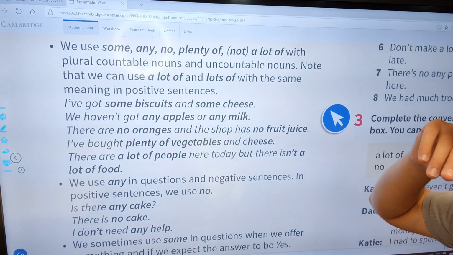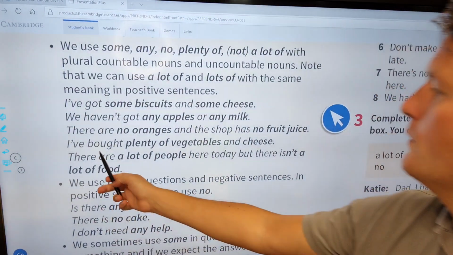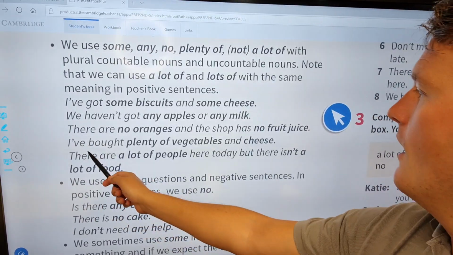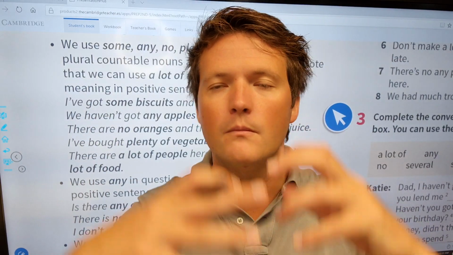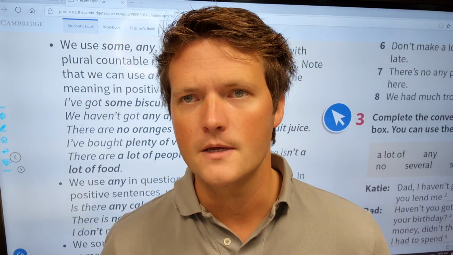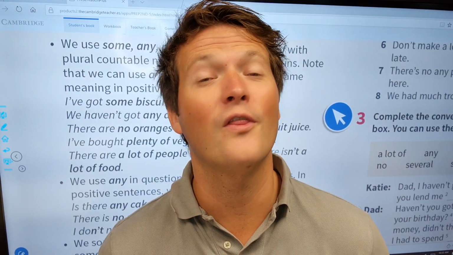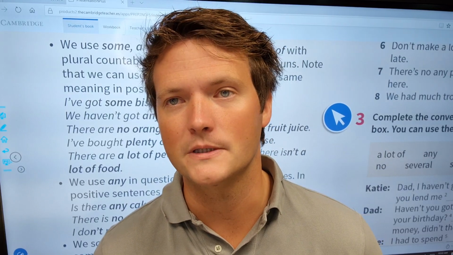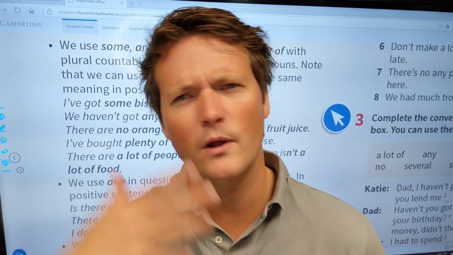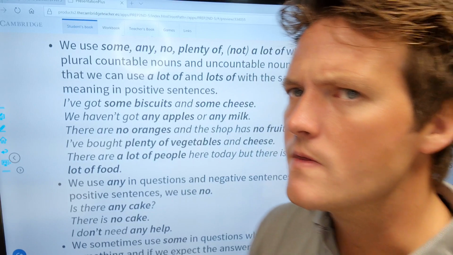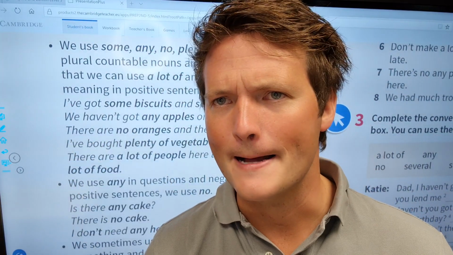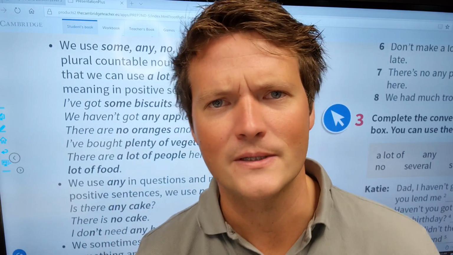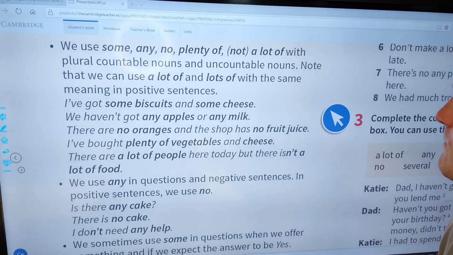Let's carry on. I've bought, can we see this? Yes. I've bought plenty of vegetables and cheese. Plenty of? More than enough, yes. There will probably be more than is necessary. But yeah, we have plenty. There will be plenty, yes. The amount that we need will be sufficiently satiated by the amount that I have bought, right?